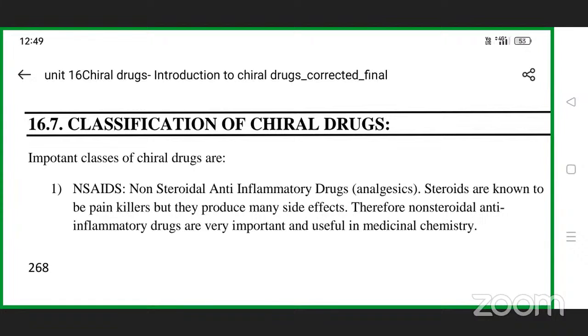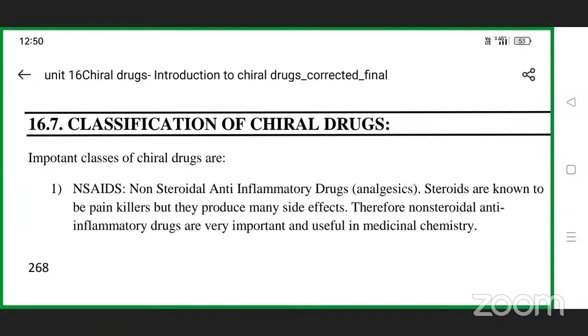Okay, these are the painkillers here. Steroids are generally known as painkillers, but they produce side effects. You know about steroids, right? To get relief from these pains, some people use steroids. They are taking the steroids, but it is not advisable. It is not a good idea because it has severe side effects.